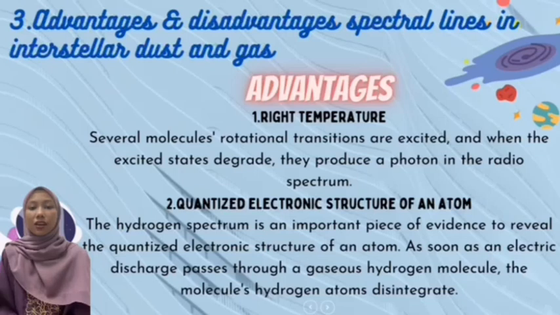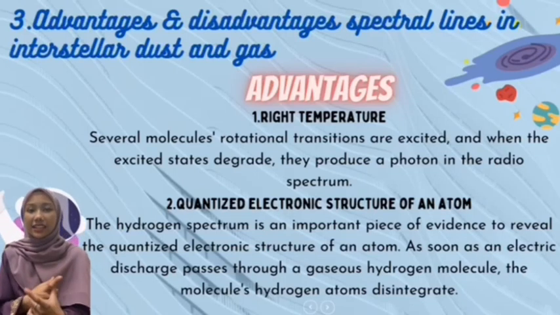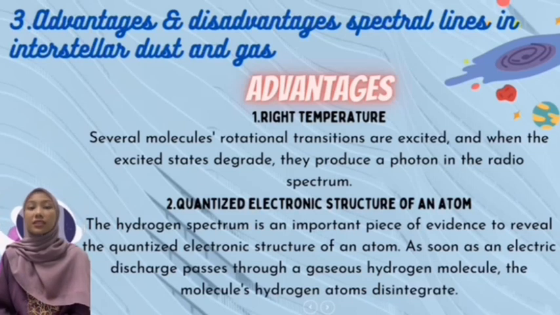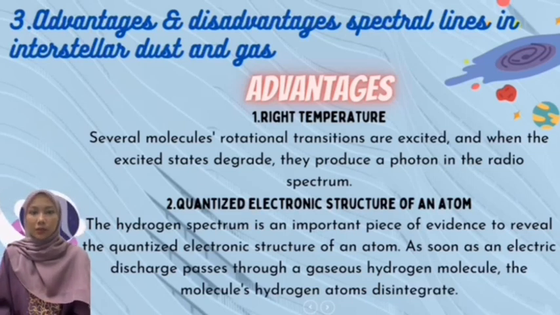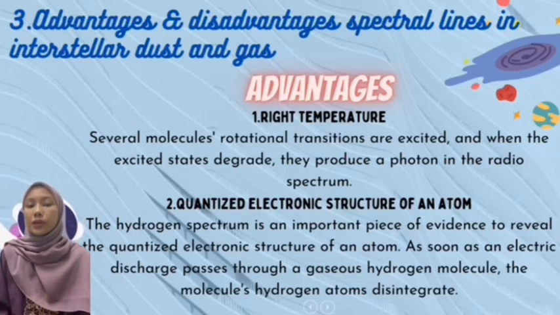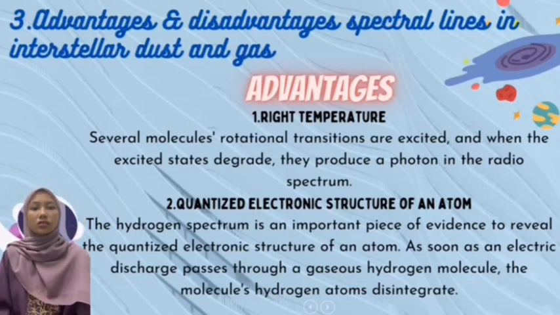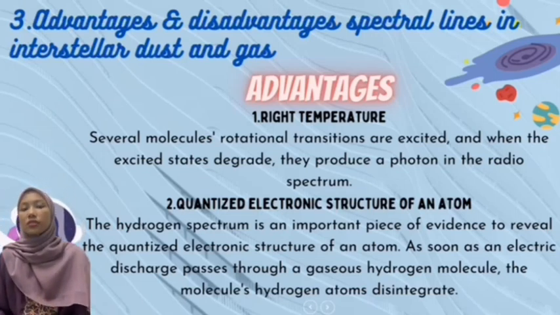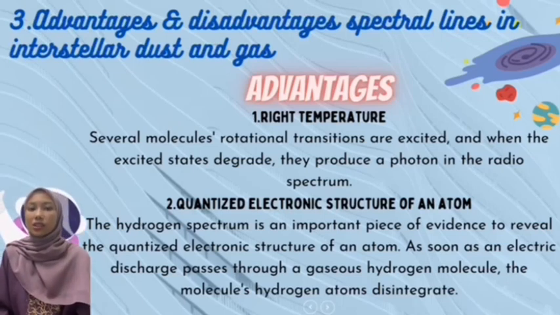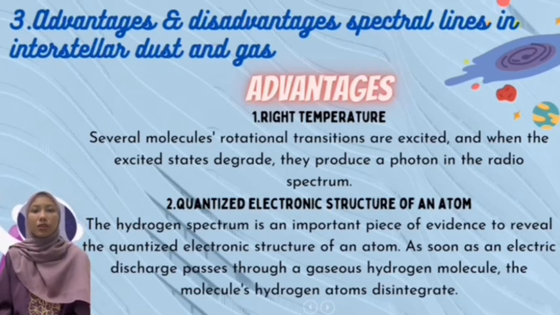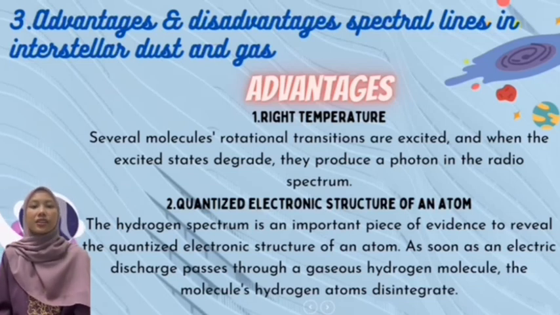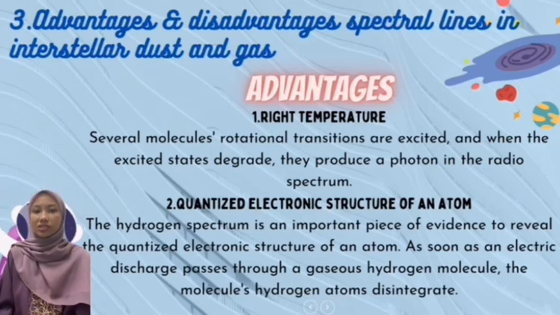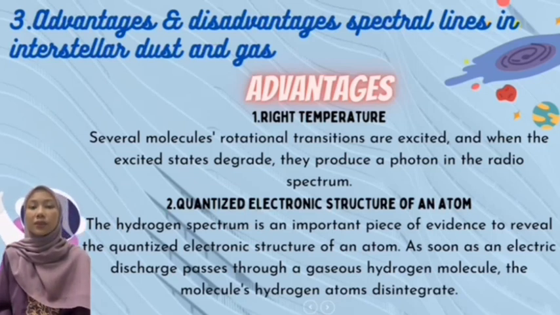Moving to the next subtopic, which is the advantages and disadvantages of conducting spectral lines in interstellar gas and dust. The advantages are, number one, the right temperature. Several molecules' rotational transitions are excited, and when the excited states decay, they produce a photon in the radio spectrum. Secondly, the quantized electronic structure of an atom. The hydrogen spectrum is an important piece of evidence to reveal the quantized electronic structure of an atom. As soon as an electric discharge passes through a gaseous hydrogen molecule, the molecule's hydrogen atoms dissociate.